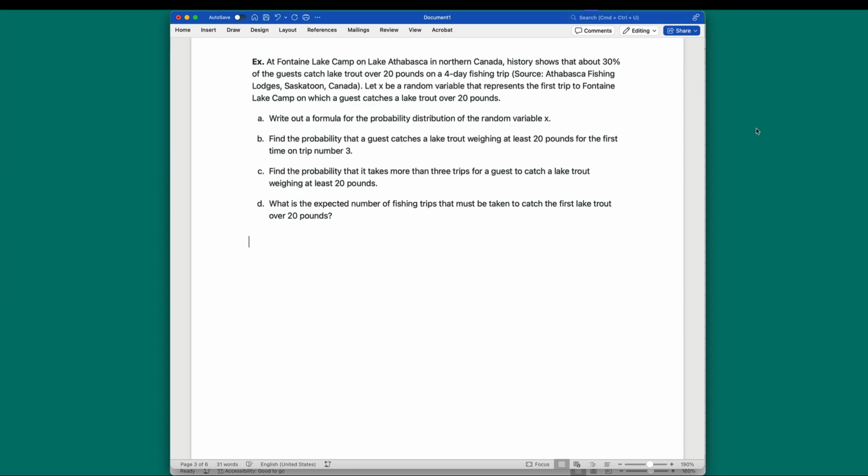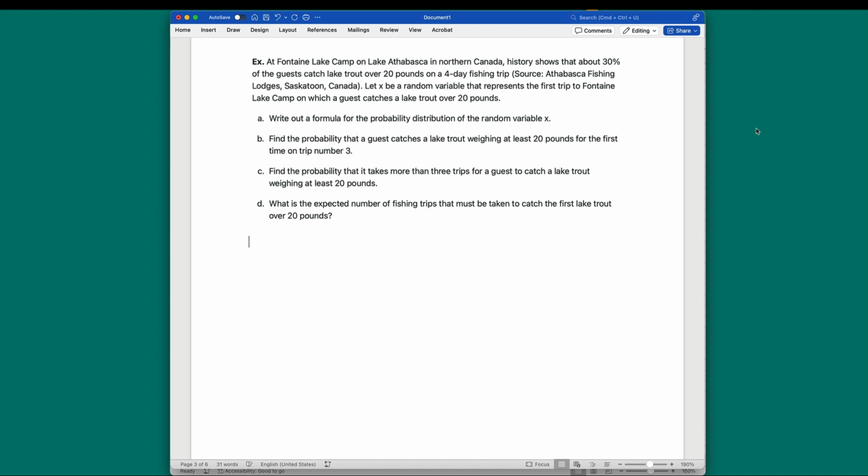At Fontaine Lake Camp on Lake Athabasca in northern Canada, history shows that about 30% of the guests catch a lake trout over 20 pounds on a 4-day fishing trip, according to the source. Let X be the random variable that represents the first trip to Fontaine Lake Camp on which a guest catches a lake trout over 20 pounds.